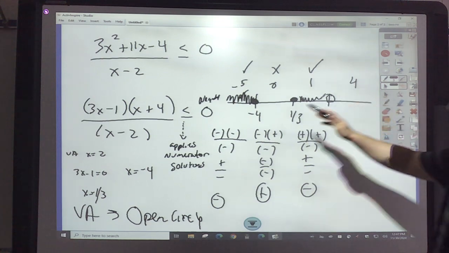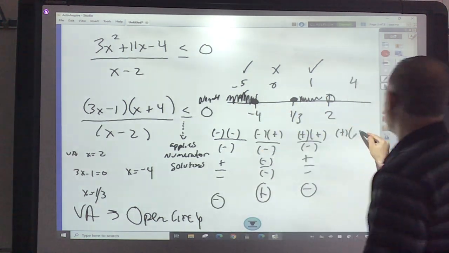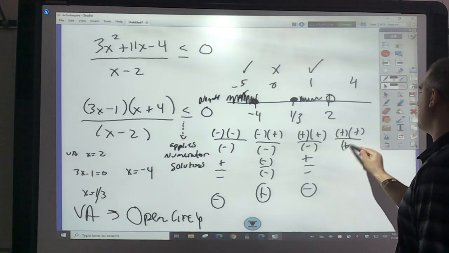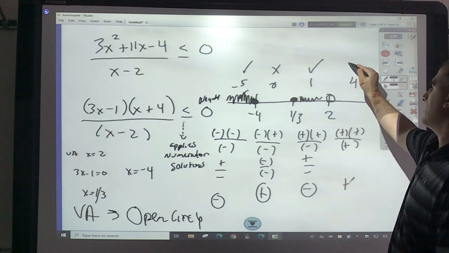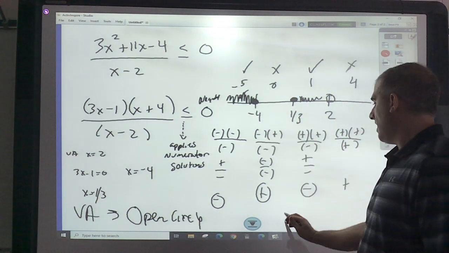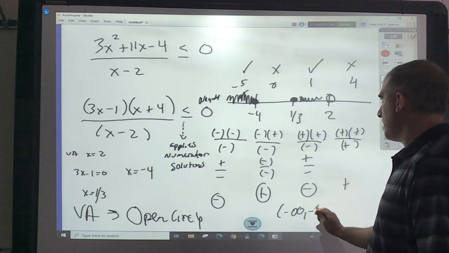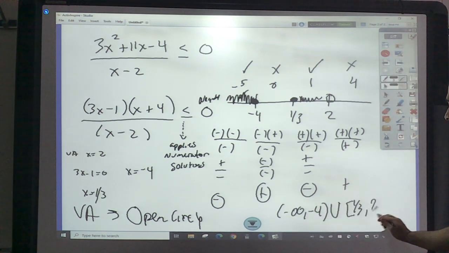Let's try 4. If I put 4 in there, that would be positive. If I put 4 in for there, that would be positive. And if I put 4 in for there, it would be positive. Very easy. This is going to be a positive result. Once again, I want something less than, so that would not be my answer. So what would my answer be? It would be negative infinity to -4 union 1/3 to 2.